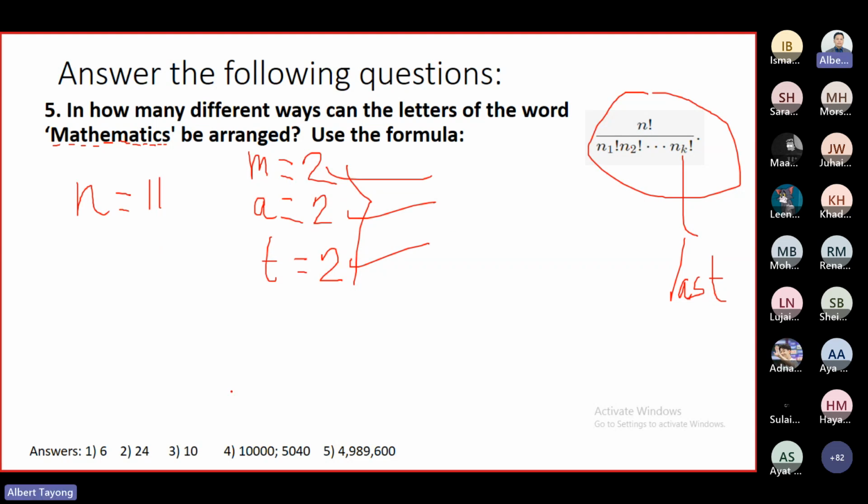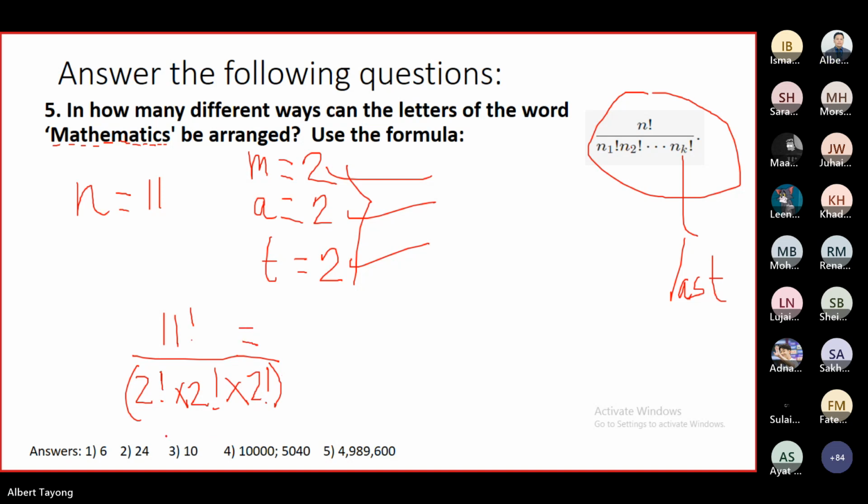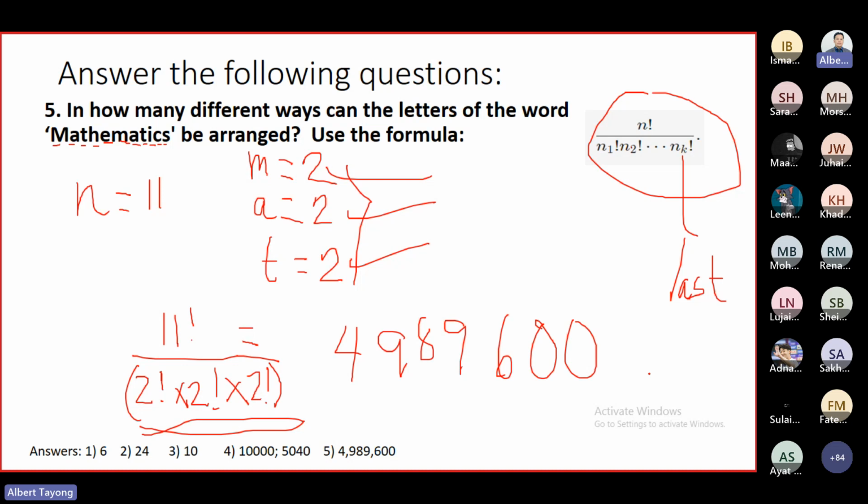Okay, so this would be 11 factorial over 2 factorial times 2 factorial times 2 factorial. So in your calculator, please put open and close parentheses here. You're going to press 11 first, factorial, equals, and then divide by this quantity. So the answer is 4,989,600. Okay, so that's it.